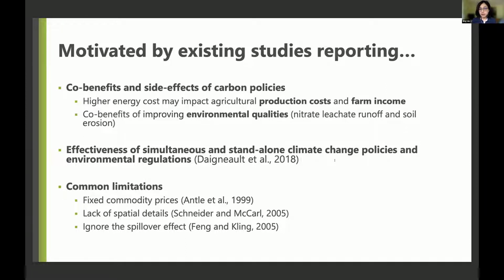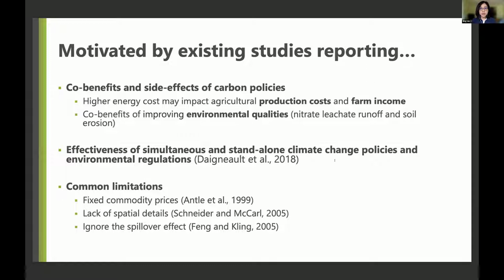that appear outside of the scope of the policy. But if you combine them together, sometimes they can overcome those negative externalities. But all these papers share some limitations. Some early studies typically assume fixed commodity prices. Many of them reported negative impact on farm income because they take into account the increasing input cost, but not the increasing commodity prices.